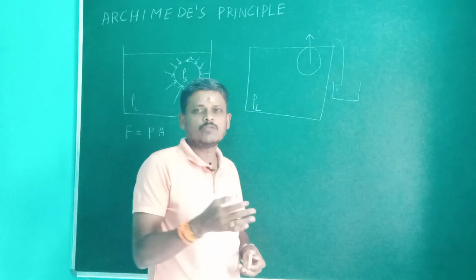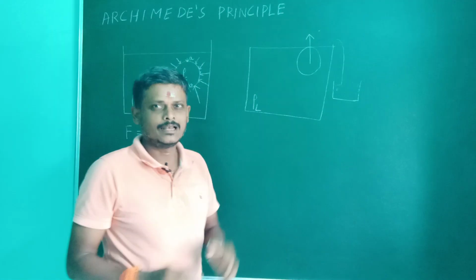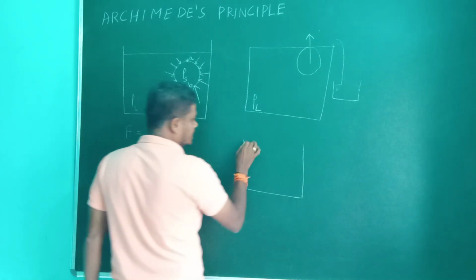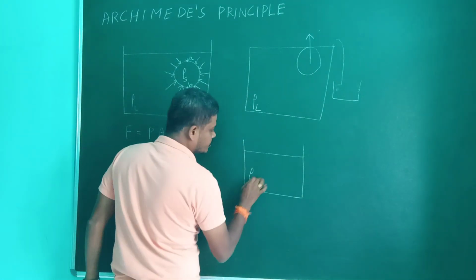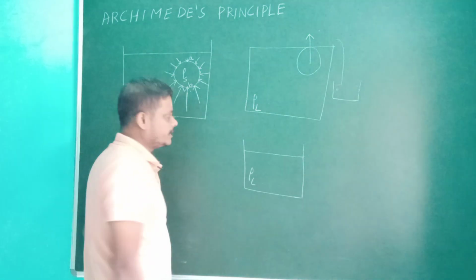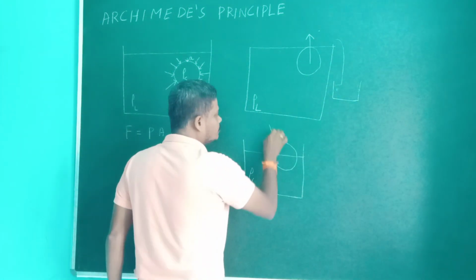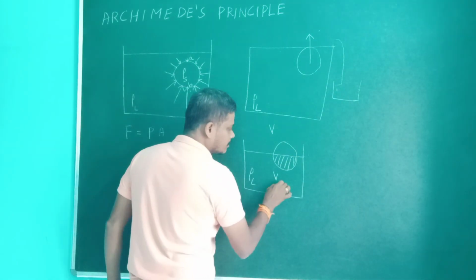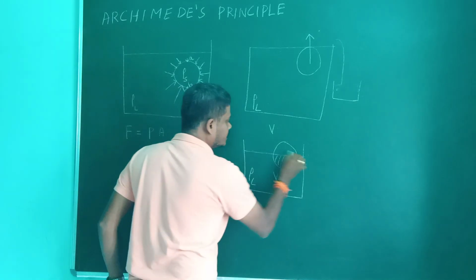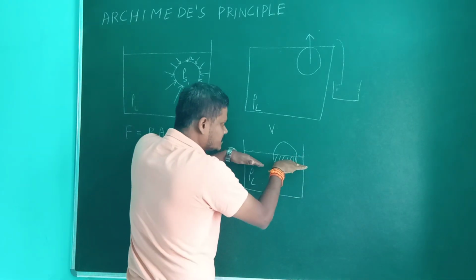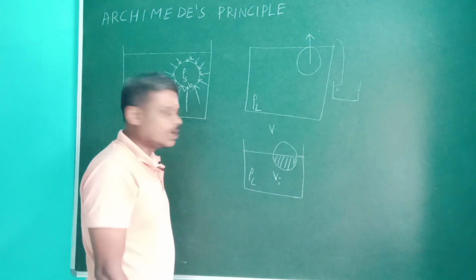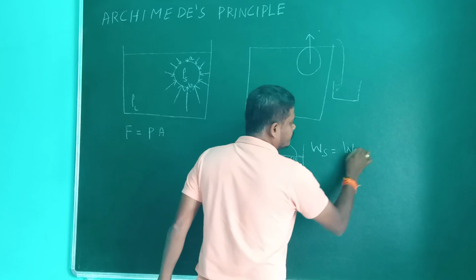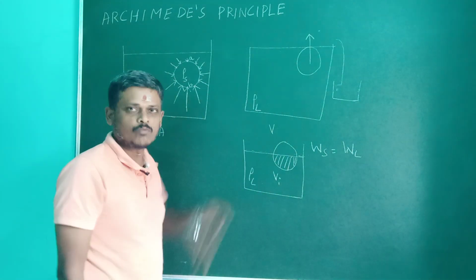What if total volume of the body is not immersed? Let us take one more example. Here I am taking the container in which I filled a liquid of density rho L. Now I dropped a solid body. Let its total volume be V and immersed volume be Vi. As I drop it a little bit, volume will increase. That volume will increase means the liquid will move up. Now weight of the solid is balanced by the weight of the liquid displaced by the immersed volume.